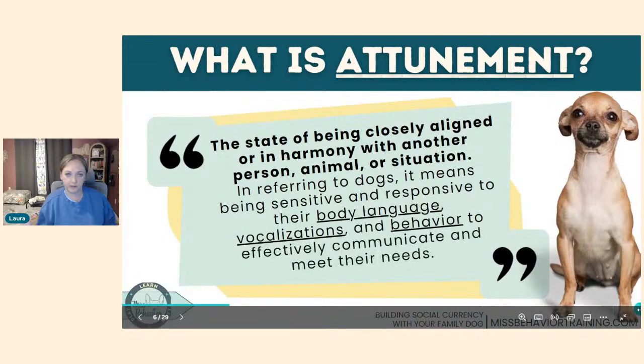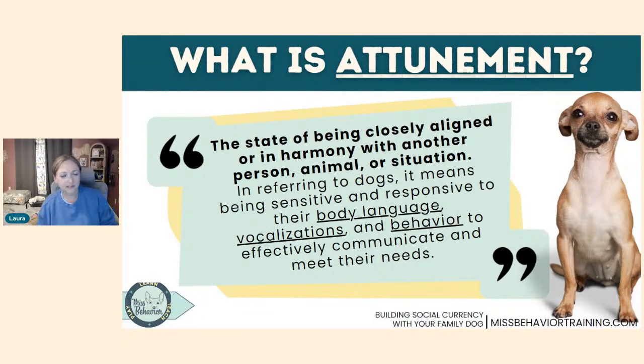So what is attunement? This one we'll talk a lot about. I'm going to give you the definition and then I will break it down. Attunement: the state of being closely aligned or in harmony with another person, animal, or situation. When referring to dogs, basically it means being sensitive and responsive to their body language, their vocalizations, their behavior in order to effectively communicate and meet their needs.